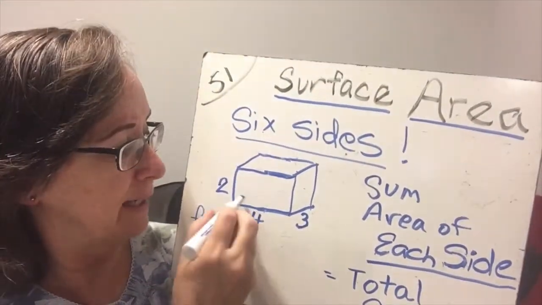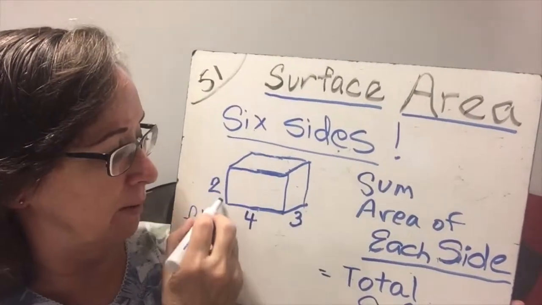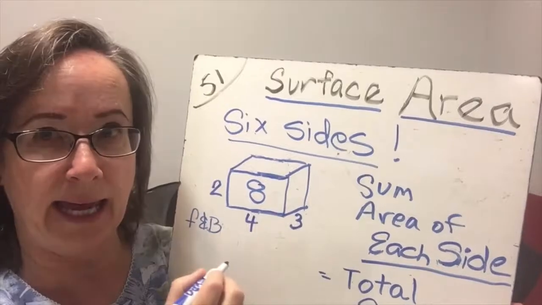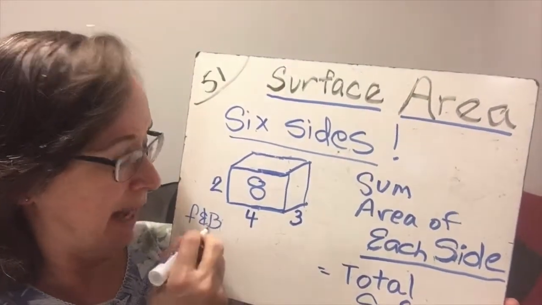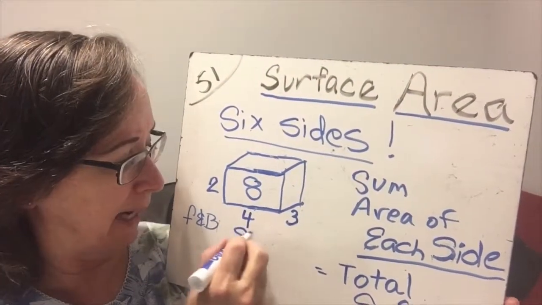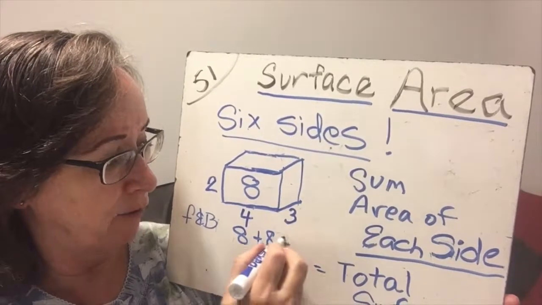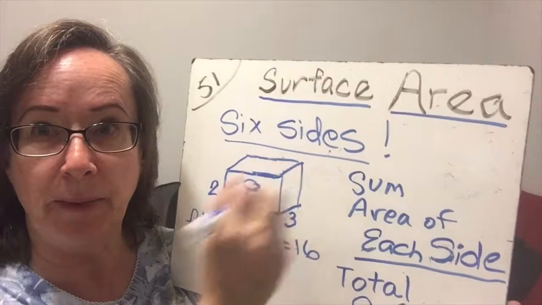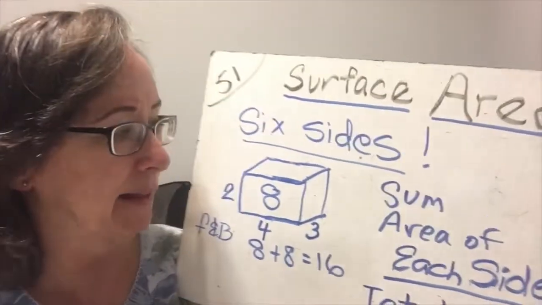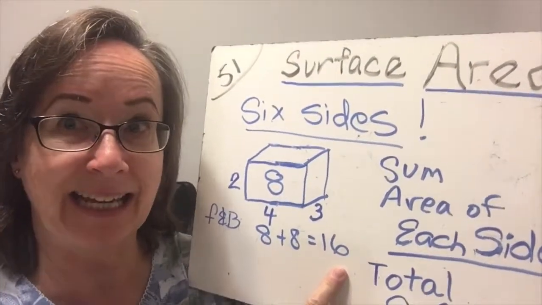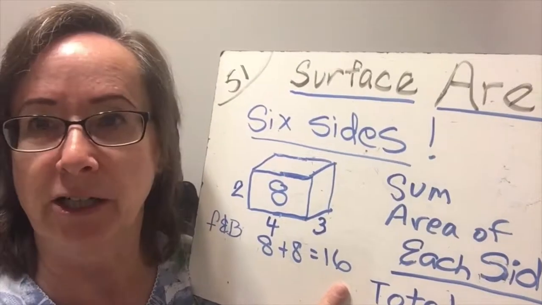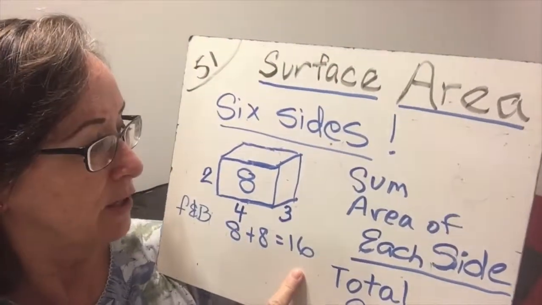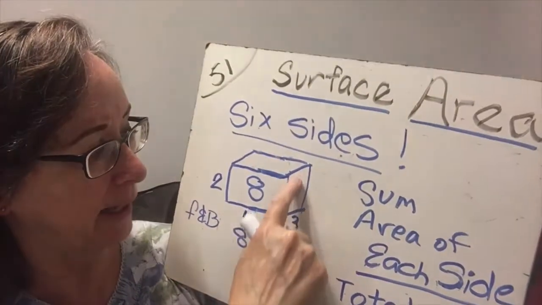Okay, and front and back, remember this is 2, this is 4, so this would be an area. 2 times 4 is 8. So since I've got front and back, it would be 8 plus 8 for those 2 sides would be 16. So front and back is 2 sides, and that would be an area of 16 square, let's call them inches, 16 square inches.